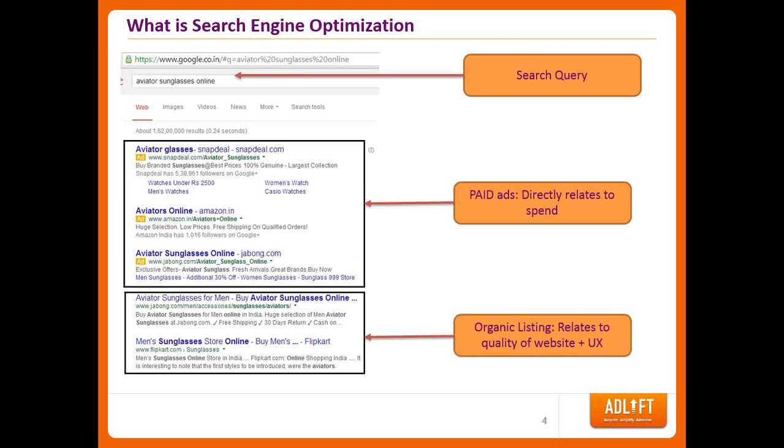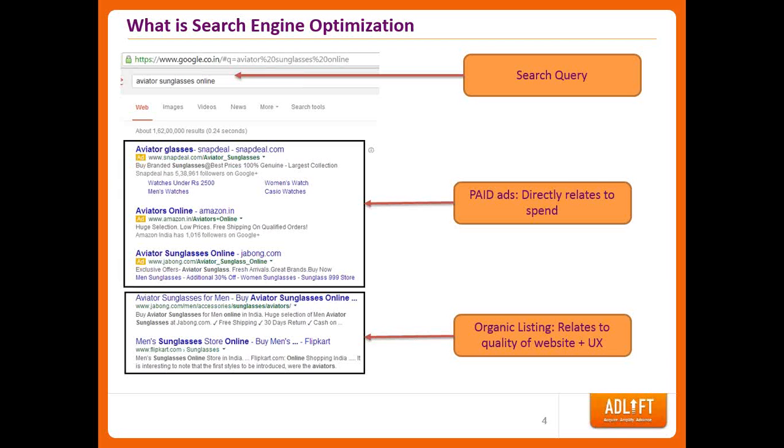Starting with search engine optimization, what is search engine optimization? Basically, what is an organic query and a paid query? When you go to Google or some other search engine and type a query, say in this example I have taken aviator sunglasses online, you can see two types of results. First are the paid results, and below the paid results are the organic results.